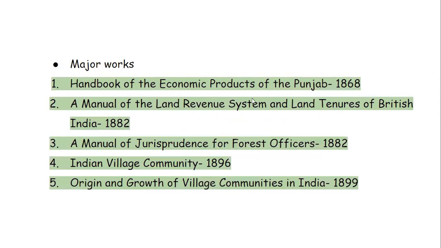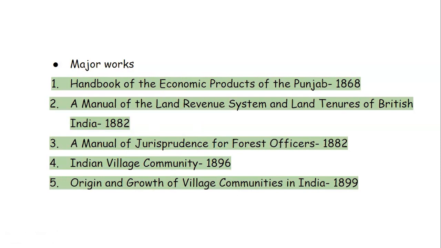Handbook of the Economic Products of the Punjab, 1868. A Manual of the Land Revenue System and Land Tenures of British India, 1882. A Manual of Jurisprudence for Forest Officers, 1882. Indian Village Community, 1896. And Origin and Growth of Village Communities in India, 1899. Just look into these major works and try to remember them also. Questions like this, asking who wrote which book, may also be asked in this exam, so try to remember the books, which is very important.